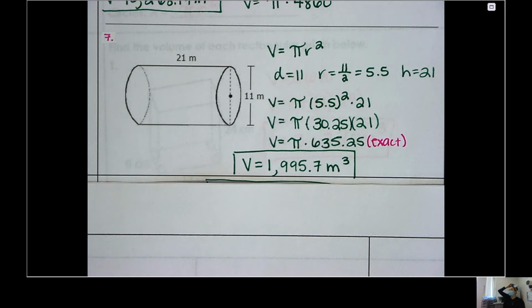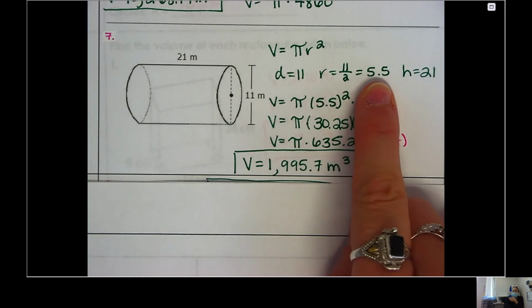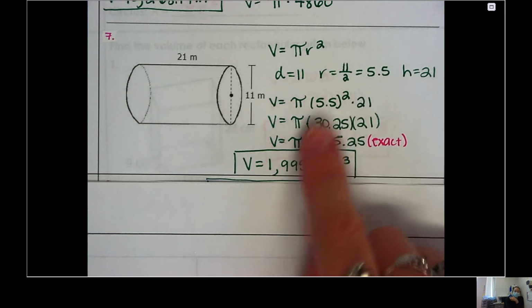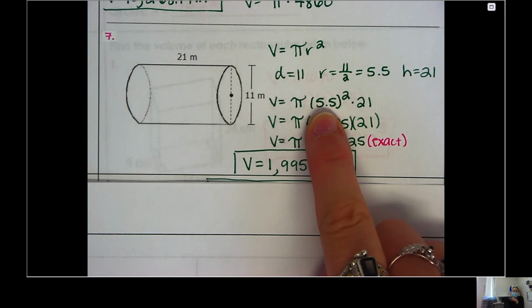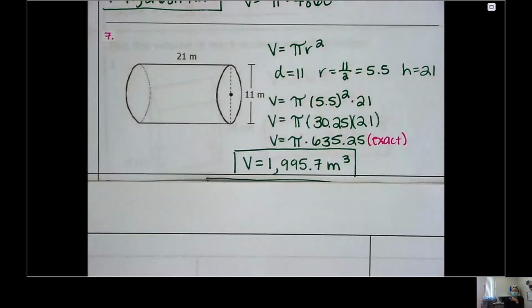The 11 is the diameter, so it's the whole thing across. The radius is half of the 11. So half of 11 gives you 5.5. So your r squared is 5.5, and then your height is this number over here. It's the 21. So I tried to trick you two different ways, by giving you the diameter and by pushing that cylinder on its side.